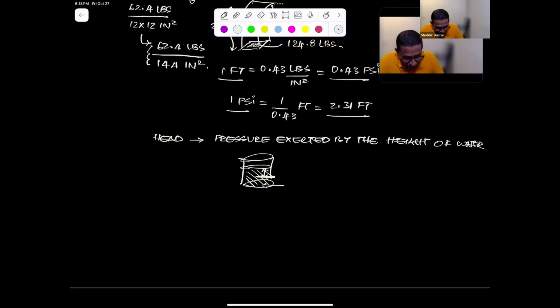So depending on where you're looking at, that much amount of pressure is going to be exerted depending on the height of the fluid.